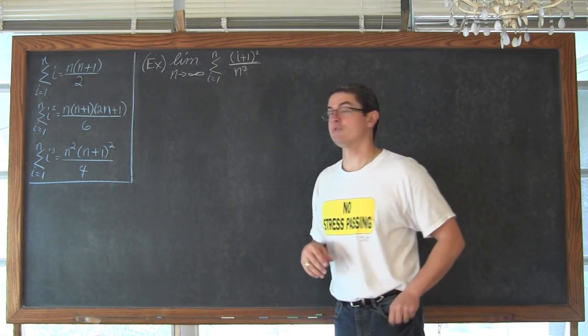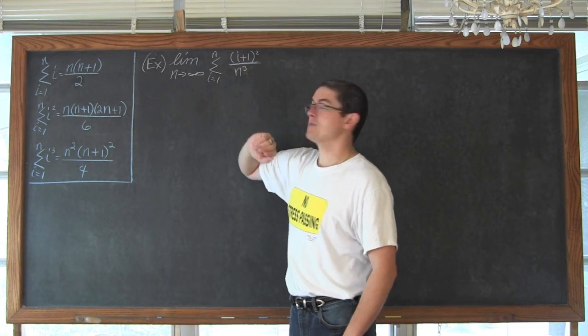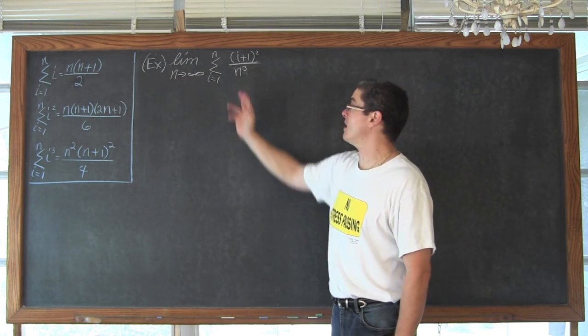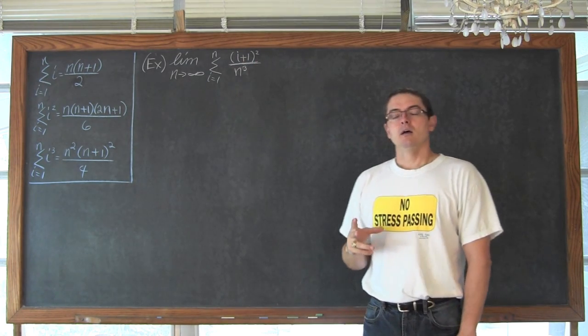Here's the last example I'm going to reveal for you. We have a limit as n approaches infinity of the summation of (i plus 1) squared over n cubed, where i starts at 1 and goes to n.